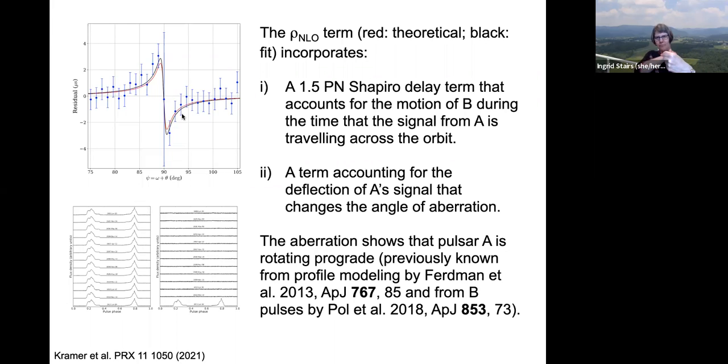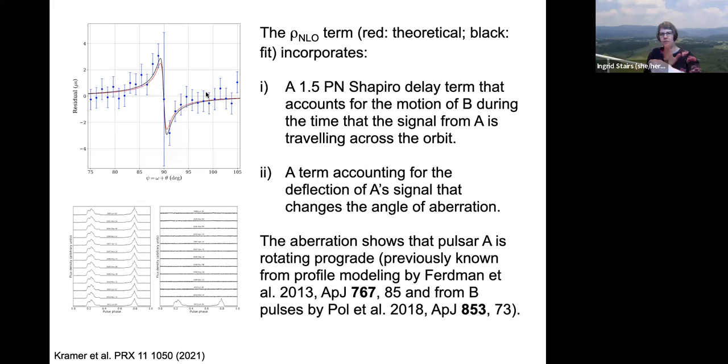If my fist is pulsar B and we've got pulsar A coming around here, as the Shapiro delay signal is traveling across the orbit, both pulsars are moving. Right? So that tiny shift in the position of B during the passage of the pulsar signal through the orbit gives you part of this signal here. The other component is an aberration term.